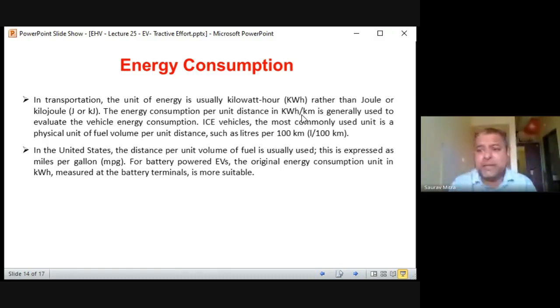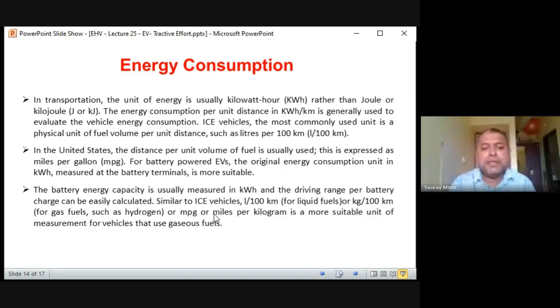That means for 1 kilometer, how much kilowatt hour of energy is being used electrically. So that is actually the unit of energy in the case of electric vehicles. In our country, and everywhere, EV consumption is given in kilowatt hour per kilometer. It is a measure at the battery terminals, and the battery energy capacity is usually measured in kilowatt hour, so the driving range per battery charge can be easily calculated. So this is another unit of energy consumption.